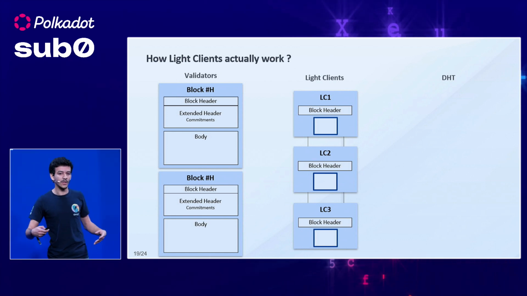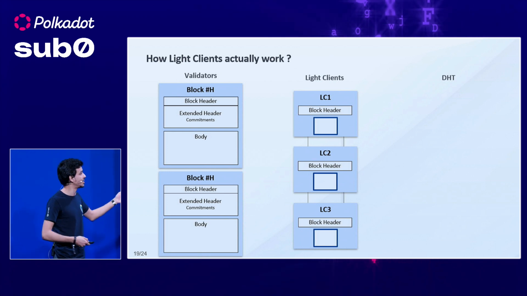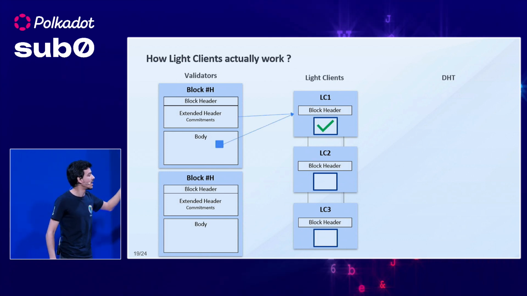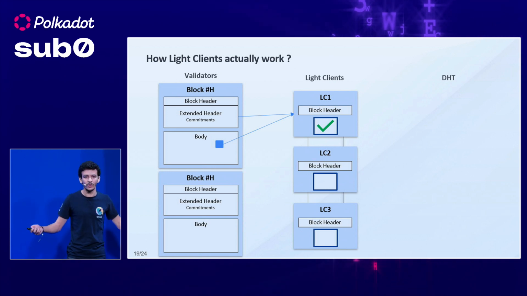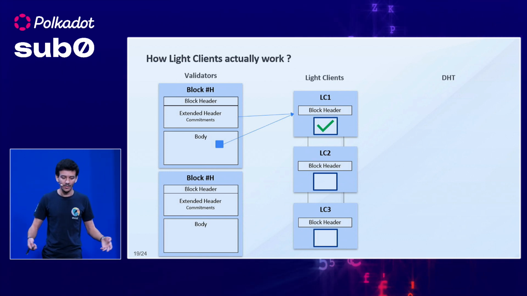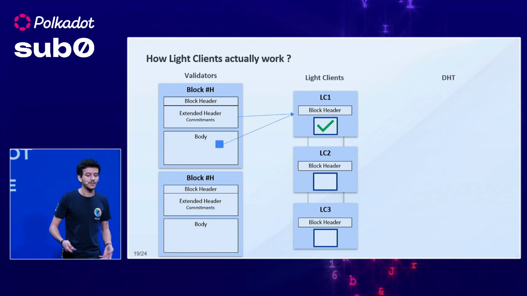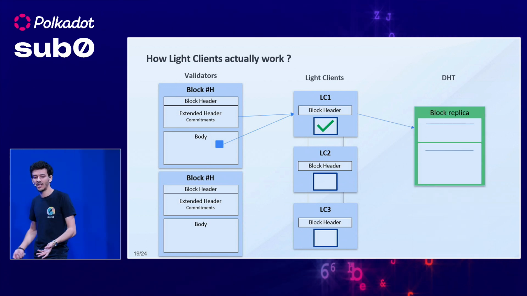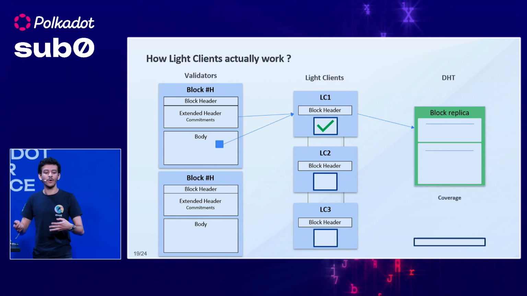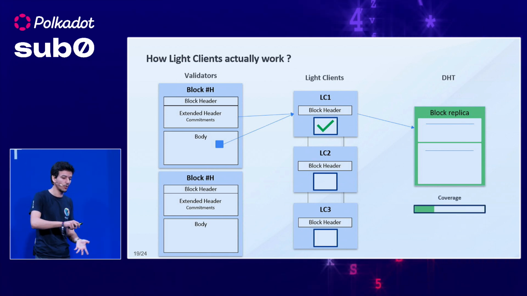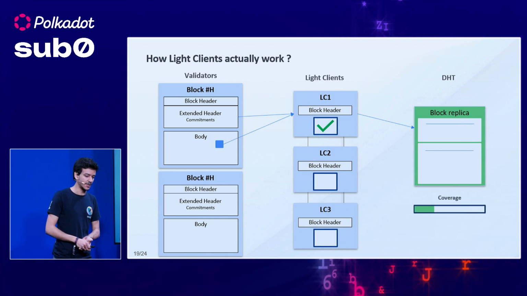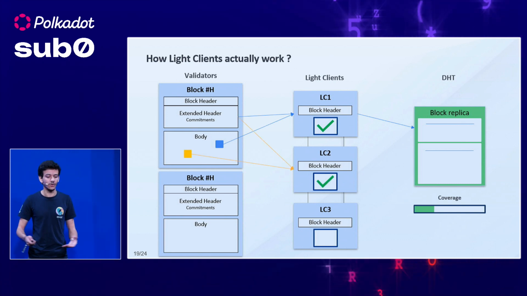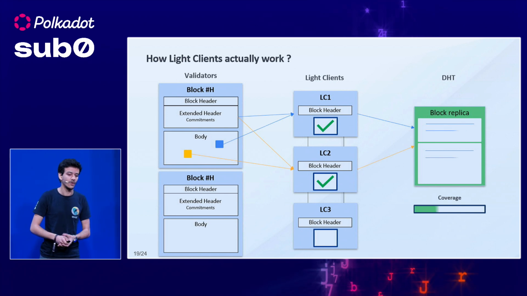So let's say that the block at 8H is finalized. Light client 1 will get the header, of course, it will get the body and say, okay, I need to sample one cell. It will do the cryptographic check and say that it's okay. When it's okay, it means that we'll also have this cell in the DHT. Of course, it's simplified, but we'll also be able to have a block replica and some coverage. It means that we can reproduce this block at this kind of percentage. Now, let's say that light client 2 will do the same. It will, of course, check the validity and do the same with the block replica.